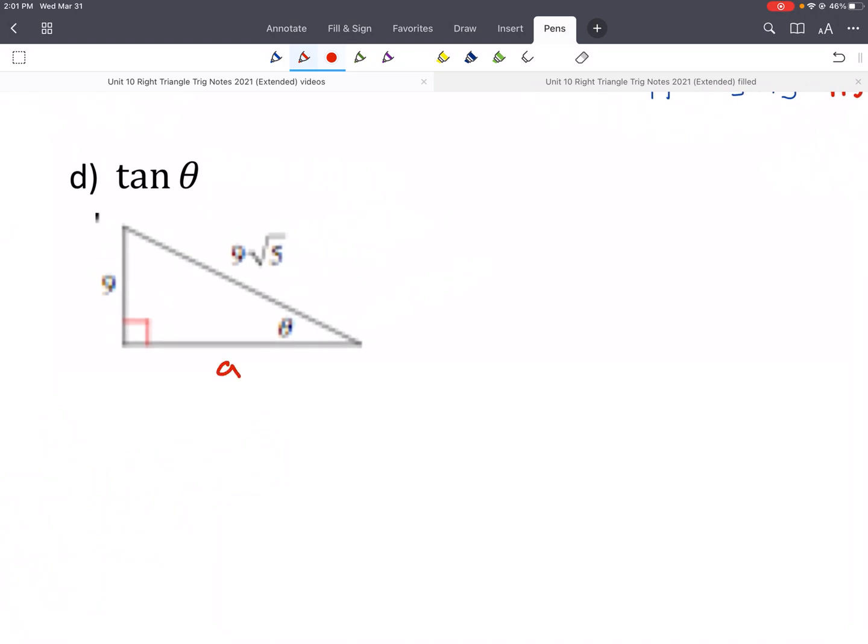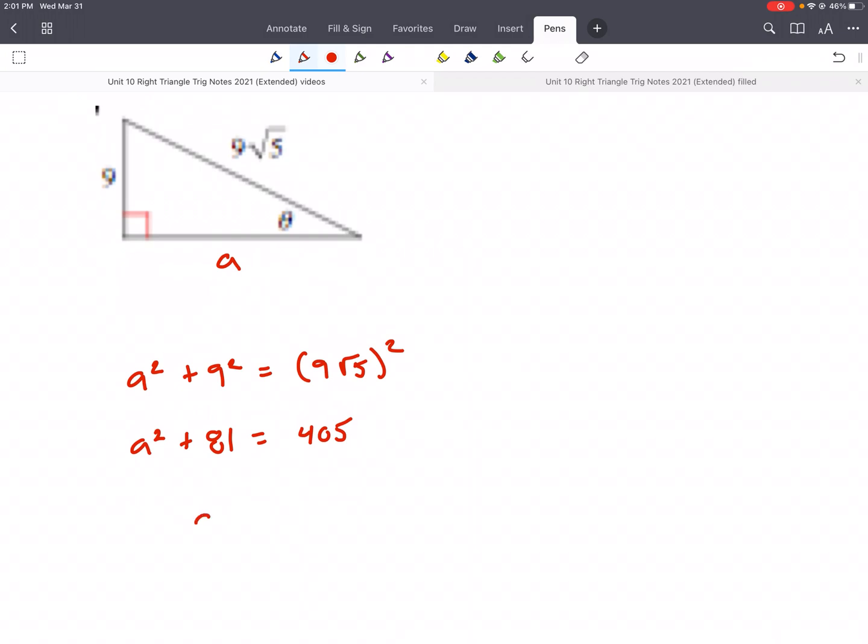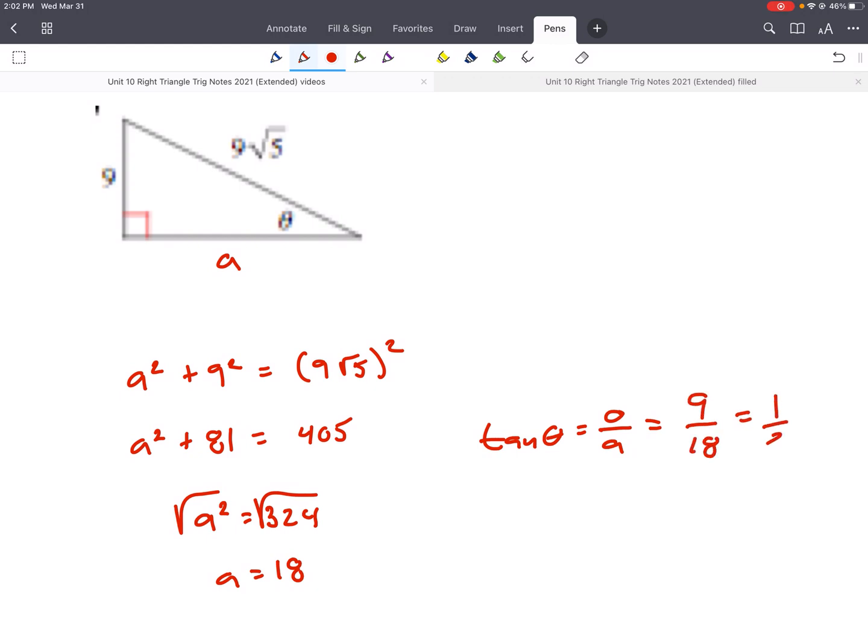Okay, we need to find this side. So a squared plus 9 squared is equal to 9 square roots of 5 squared. That gives us a squared plus 81 is equal to 81 times 5, which is 405. Subtract the 81 over, that gives us 324. And then we'll square root both sides, we get a equals 18. So then we can do the tangent of theta, which is opposite over adjacent, is 9 over 18, or 1/2.